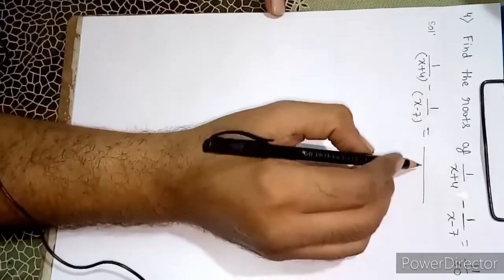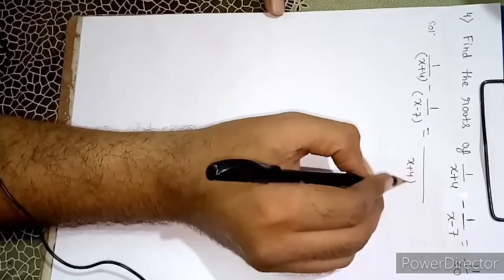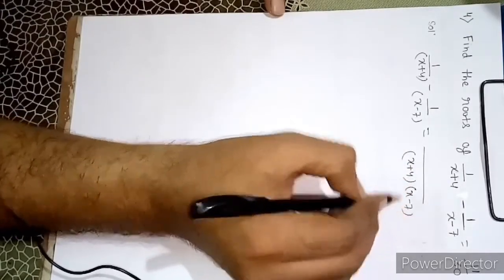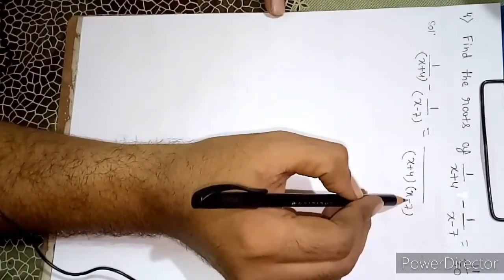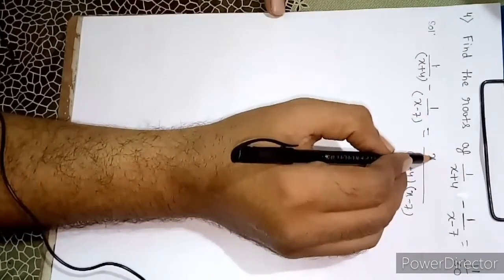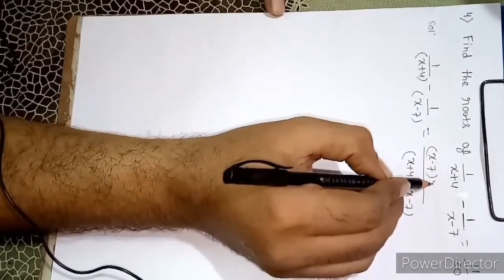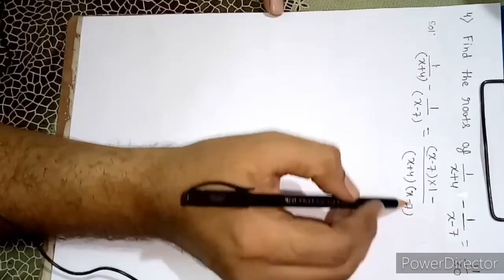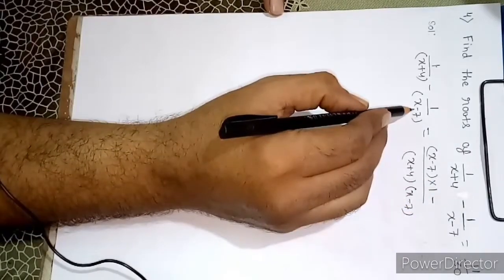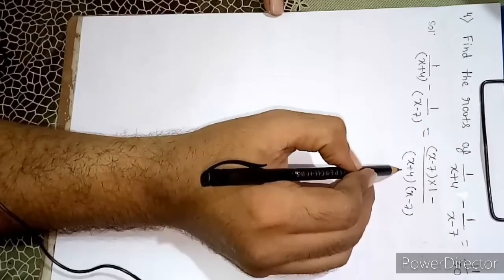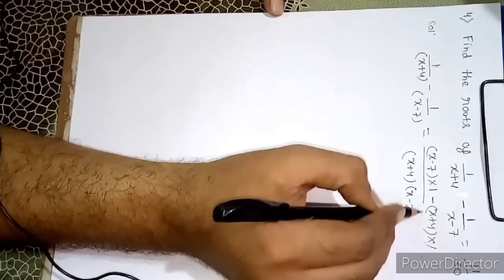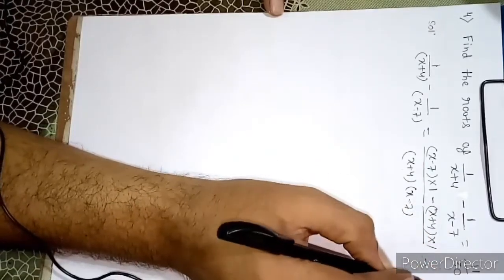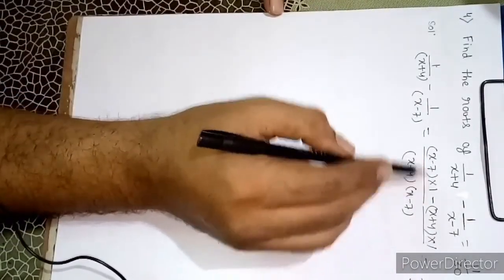What will be the LCM? x plus 4 into x minus 7 will be the LCM. So here if you divide this part with x plus 4, you are left with x minus 7, and x minus 7 into 1 is x minus 7. Here I am writing into 1 minus. Now this x plus 4 into x minus 7, if you divide with x minus 7, you are left with only x plus 4, and x plus 4 into 1, you will write here, equals to 11 by 30.